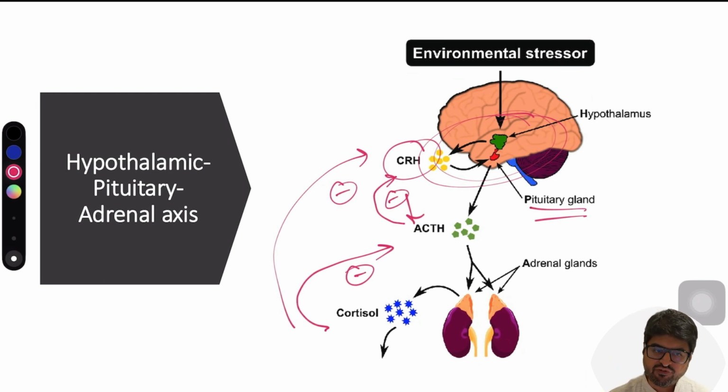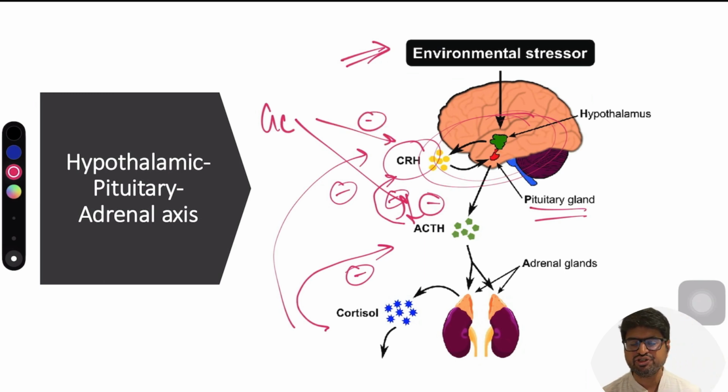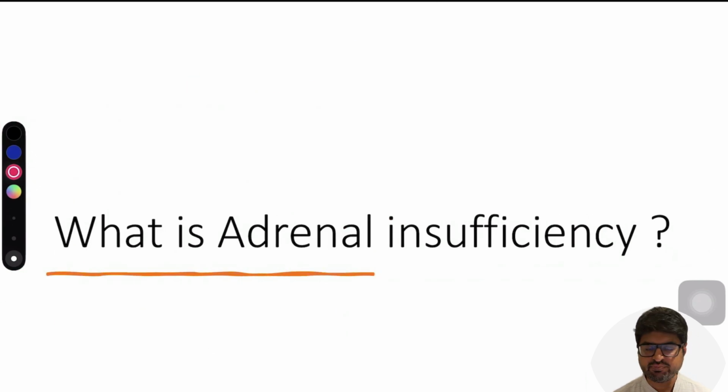Now, what are the external factors that can impact the HPA axis? If you have environmental stressors, for example, if the patient has physiological stress, the stressors can increase CRH release from the hypothalamus. And if you take glucocorticoids from outside, they directly inhibit the ACTH and CRH, leading to both secondary and tertiary adrenal insufficiency. So when you give steroids from outside, they produce a form of secondary and tertiary adrenal insufficiency. So this is basically the concept of the HPA axis.